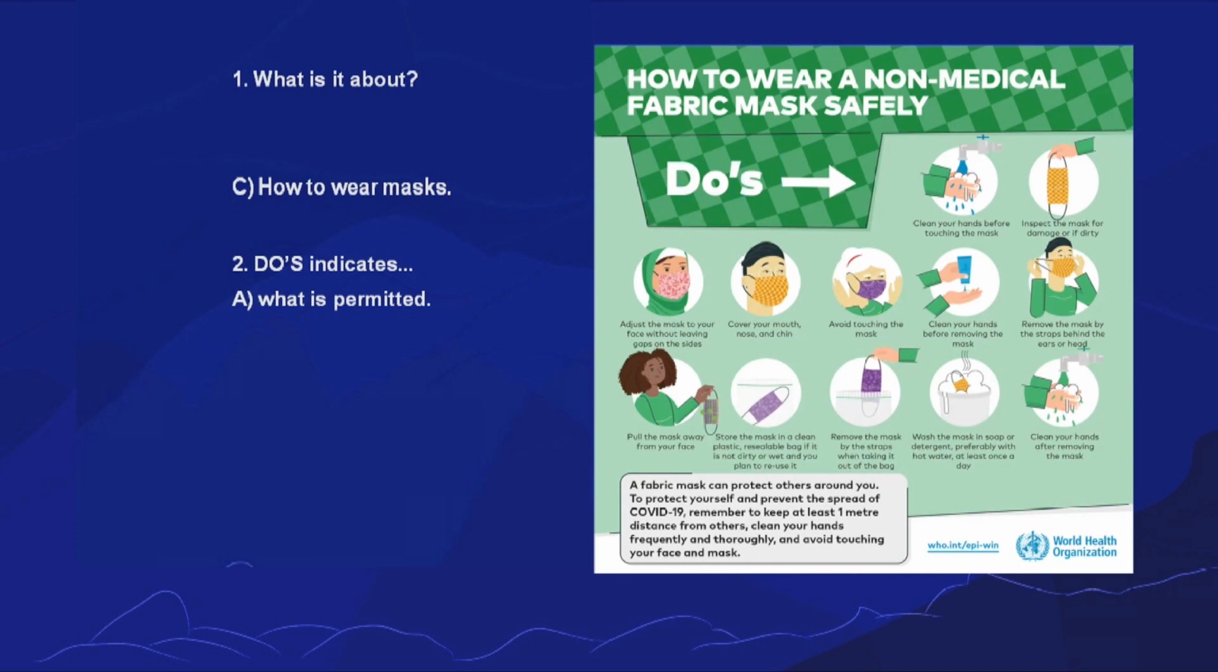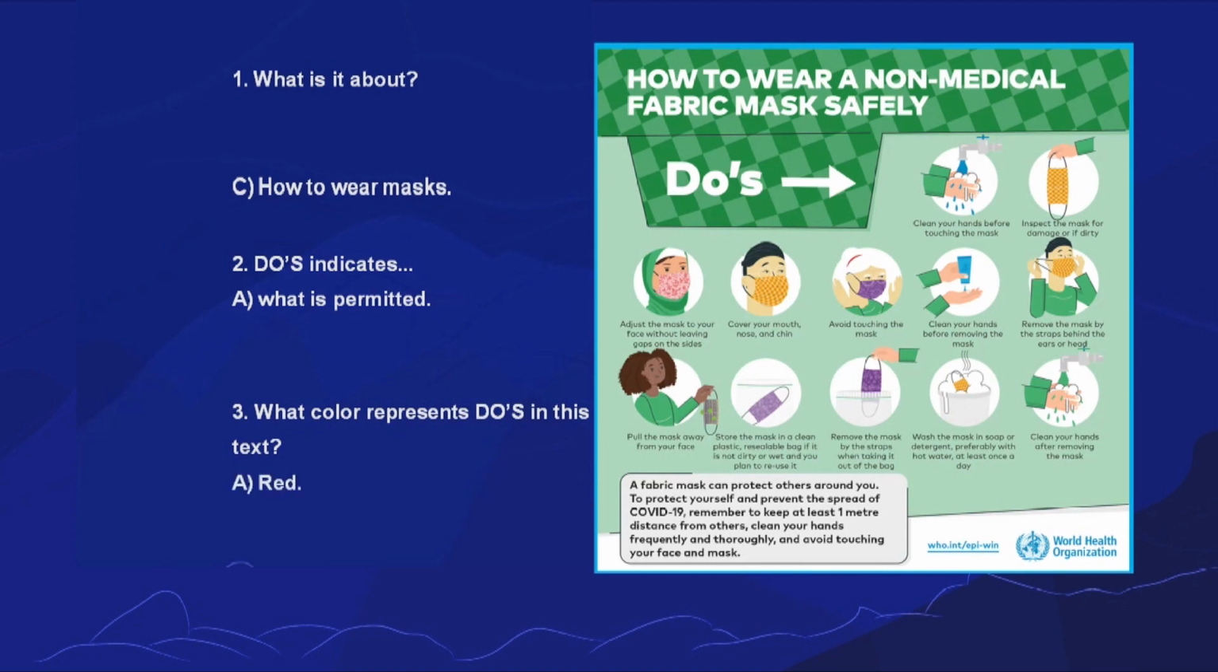Now, let's pay attention to the color. What color represents do's in this text? Letter A, red. Letter B, blue. Or letter C, green. What's the answer? Letter C, green. Well done, everybody.